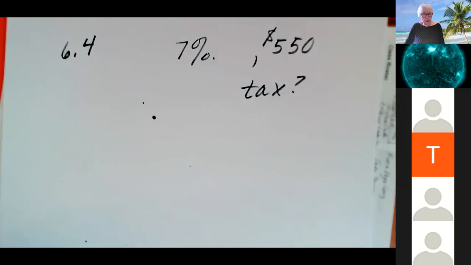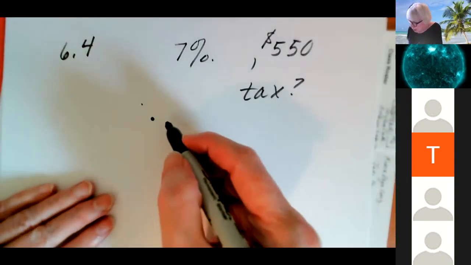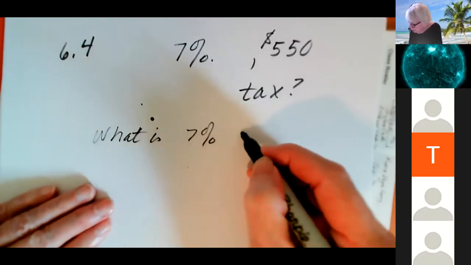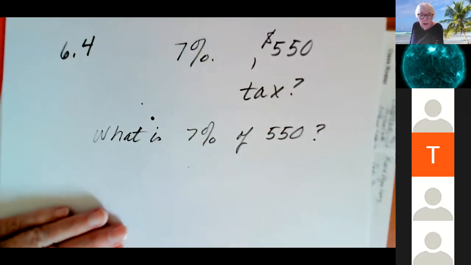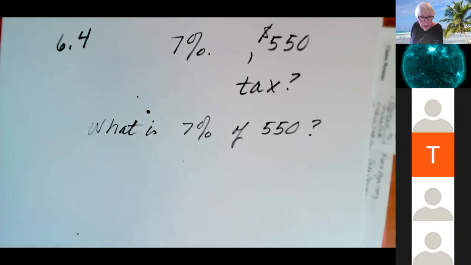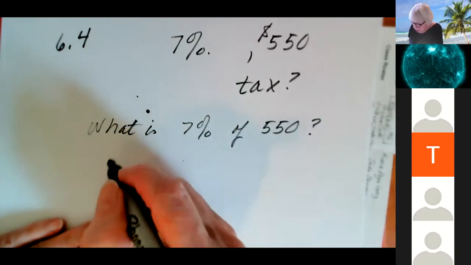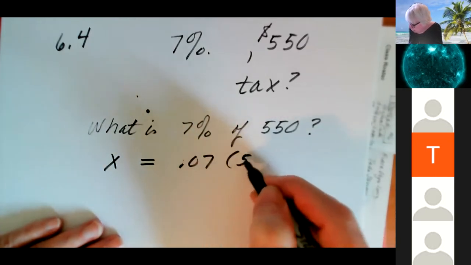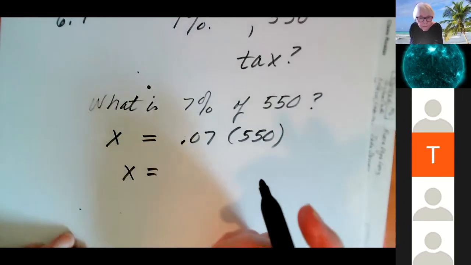Two approaches. You're pretty used to sales tax, especially in Seattle. The simple way to do it is to say, what is 7% of $550? That's it. It's just multiply, right? And this is telling us this has to be turned. So this is going to be our answer: 0.07 multiplied by 550.